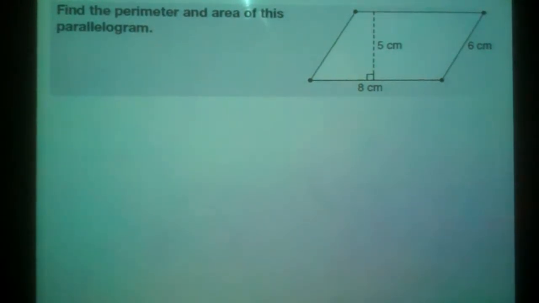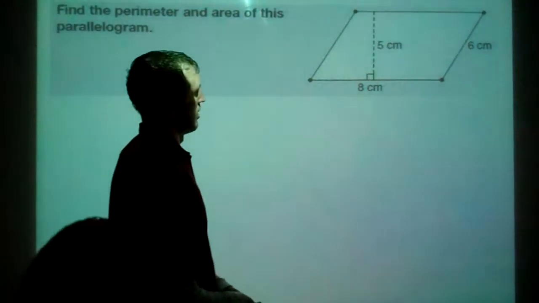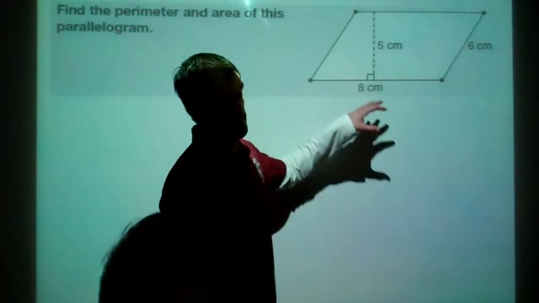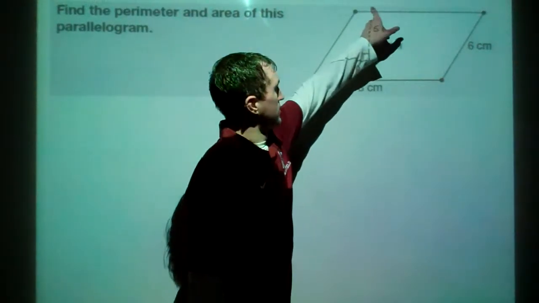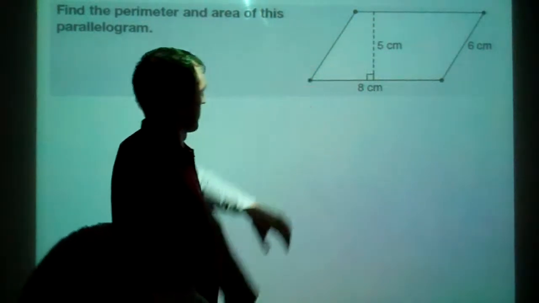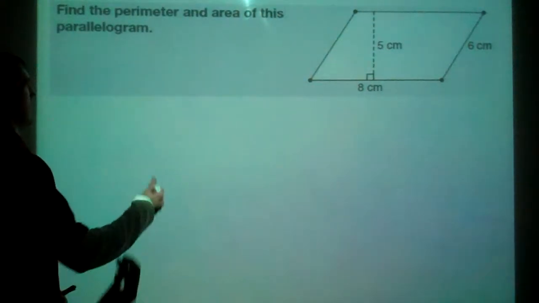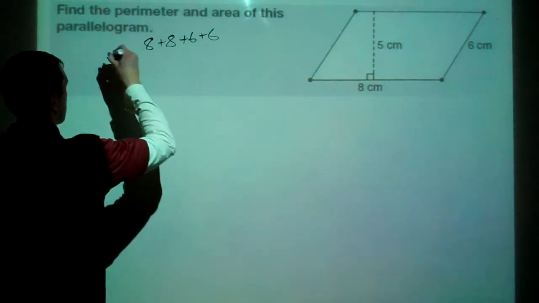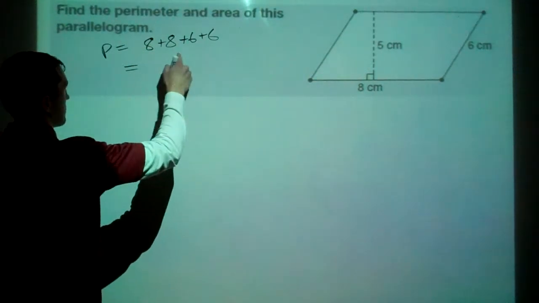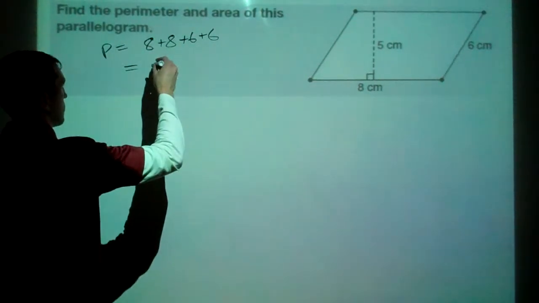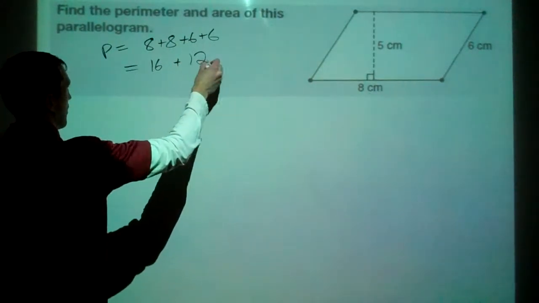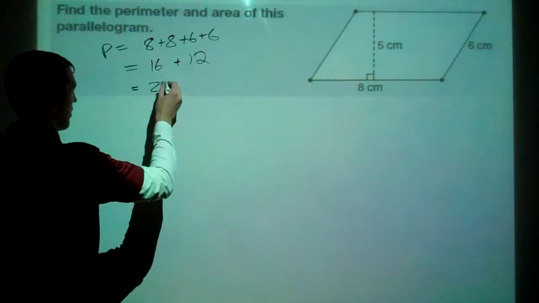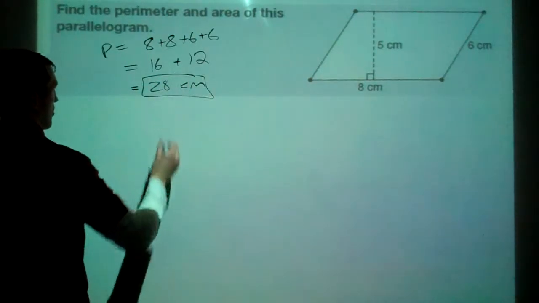We can find the perimeter too, why not? Let's do perimeter first, just to get that out of the way. Parallelograms, as we know, have opposite sides that are the same. So if this is 8, this is also 8. If this is 6, this is 6. So we can add 8 and 8 plus 6 plus 6. So this is perimeter. And 8 plus 8 is 16 plus 12, and we should get 28 centimeters perimeter. Alright?